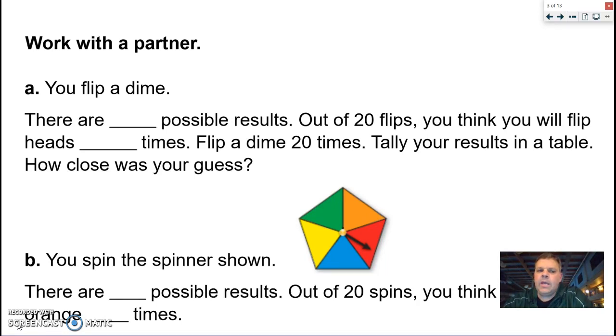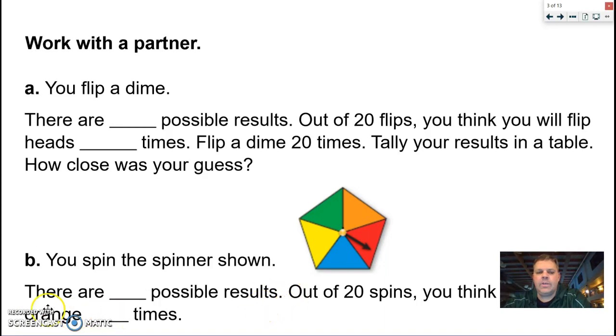In activity A, there are 2 possible results, heads and tails. Out of 20 flips, you will probably think there should be about 10 heads. Did you get the same results? How close was your guess? Is it going to be exactly that?